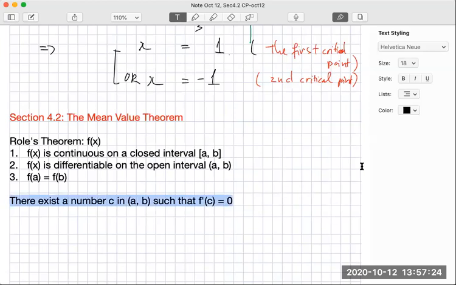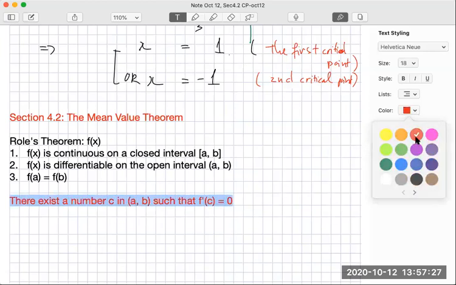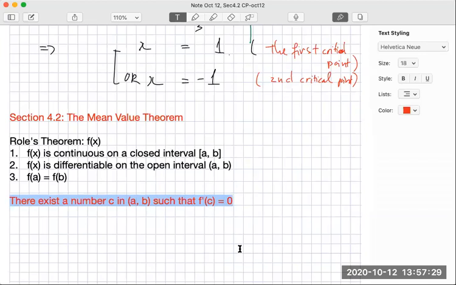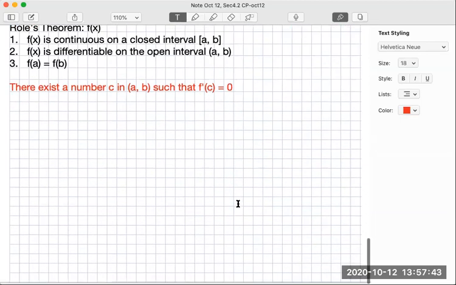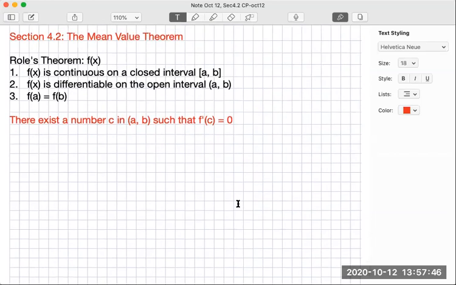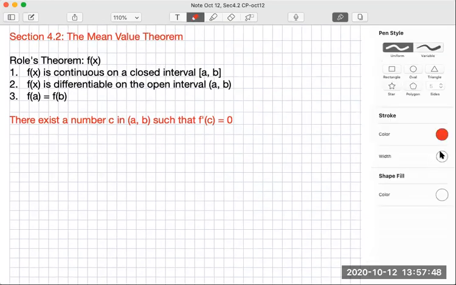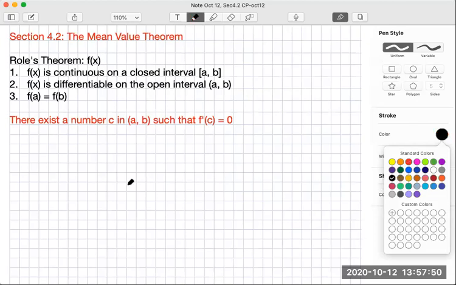So this is Rolle's theorem. We have three conditions, then we have this conclusion. Okay? So this is Rolle's theorem. Let us take a look at this graph. The first one.